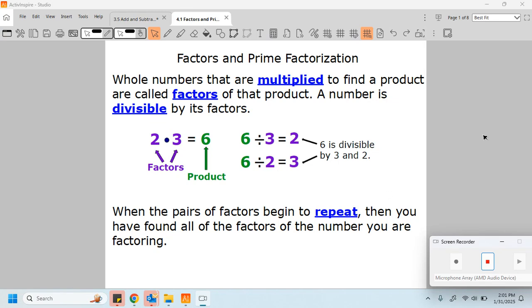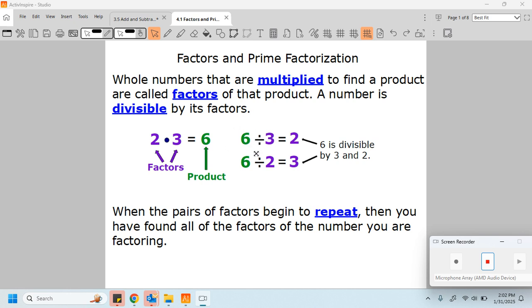In this video, we're going to learn about factors and prime factorization. So if you have whole numbers that are multiplied to find a product, those are called factors of that product. What that really means is that a number is divisible by its factors. In other words, if we're talking about the number 6, 2 and 3 are factors of 6 because 2 times 3 is equal to 6.